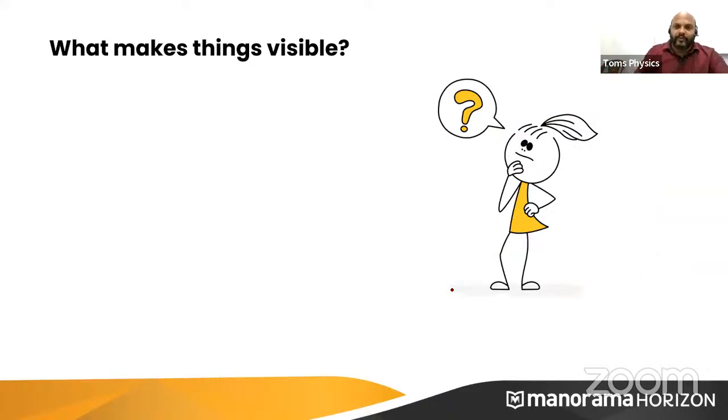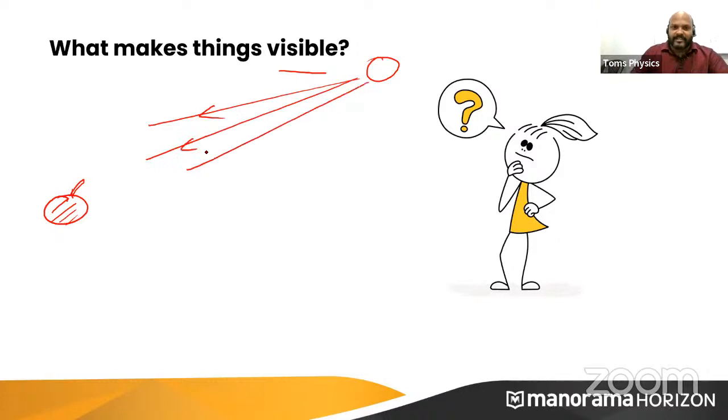So here is the question: what makes things visible? For example, if I have, let's say, an apple sitting here, why is it visible to me? What is the reason it is visible to me? It is visible to me because there is some light source which is sending rays streaming towards this object.